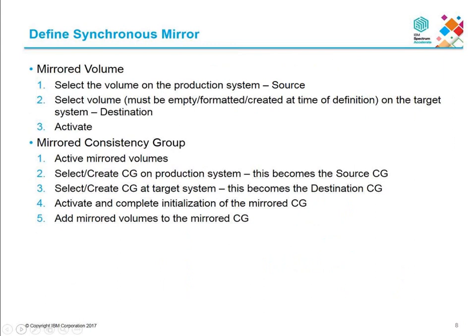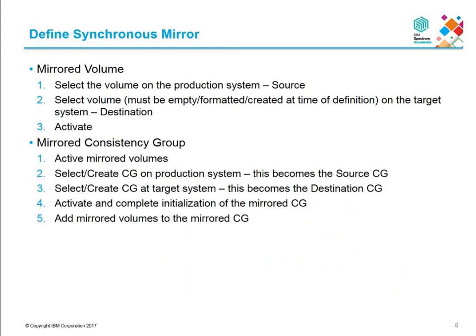So how to define a synchronous mirror? I have to have a mirrored volume. So I select the volume on the production system as the source, and I select the volume on the target, and then I can choose to activate at creation or activate later. For a consistency group, I need to have active mirrored volumes, so the volumes are already mirrored to another volume on another box.